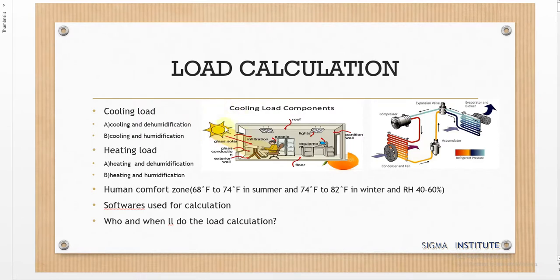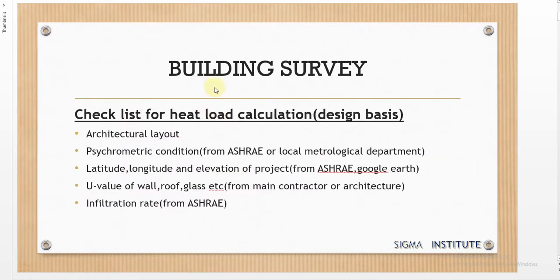So let's move to the next topic. Before starting the load calculation, we have to extract some data from the architectural layout and from the psychrometric conditions. All these parameters are required to start the load calculation. I will go one by one to explain what parameters we have to extract.